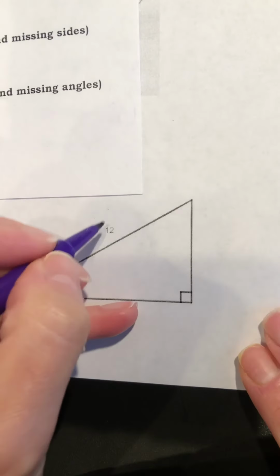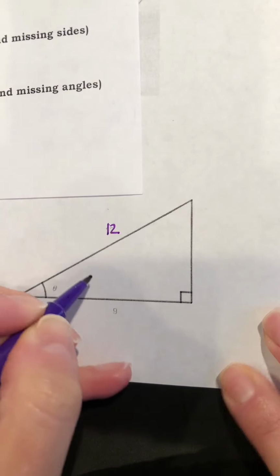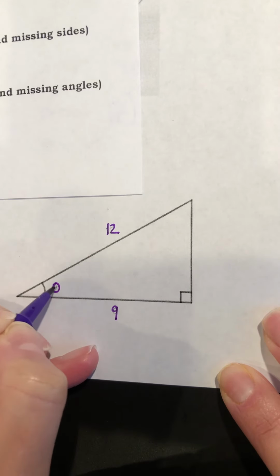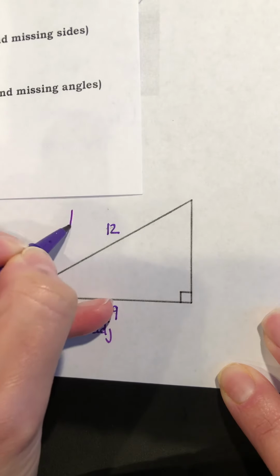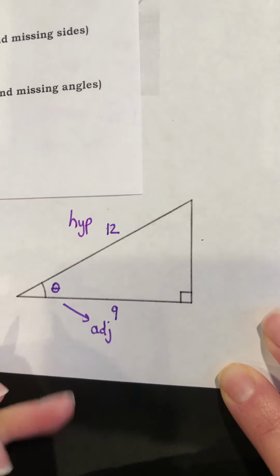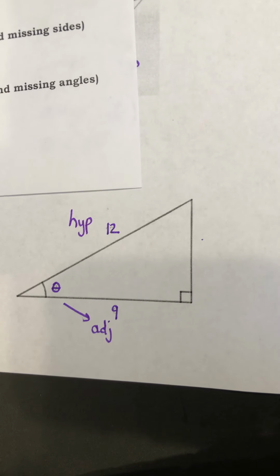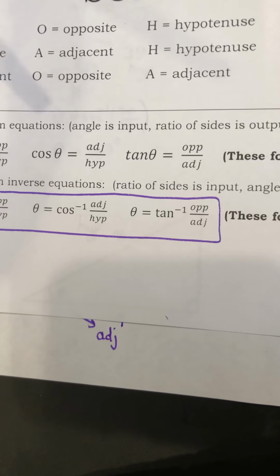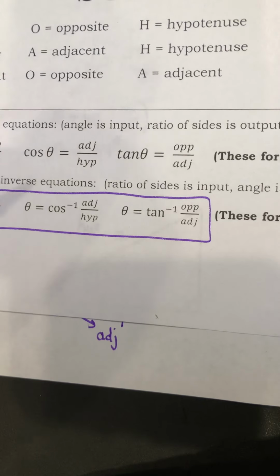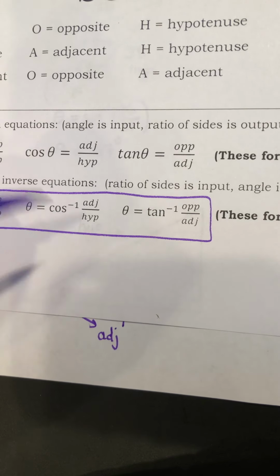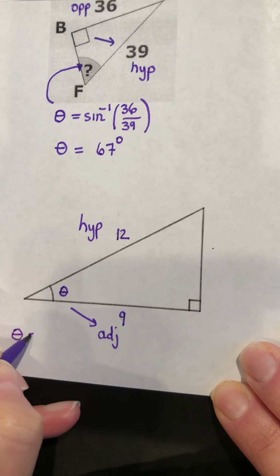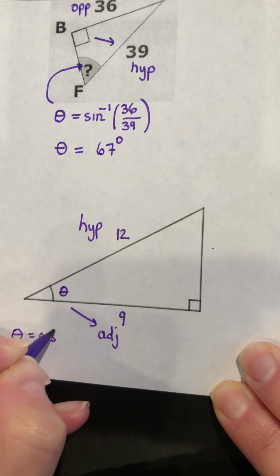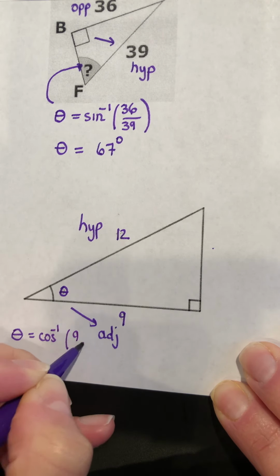Okay, and our final example, let me just make this a little darker. This is a 12, this is a 9. So theta is the angle I'm looking for. This is my adjacent. This is my hypotenuse. I don't have the opposite side. So in this particular case, it makes the most sense to use the cosine formula, inverse cosine, because I have the ingredients in the formula. So I'm going to say that theta equals inverse cosine of adjacent over hypotenuse, okay?